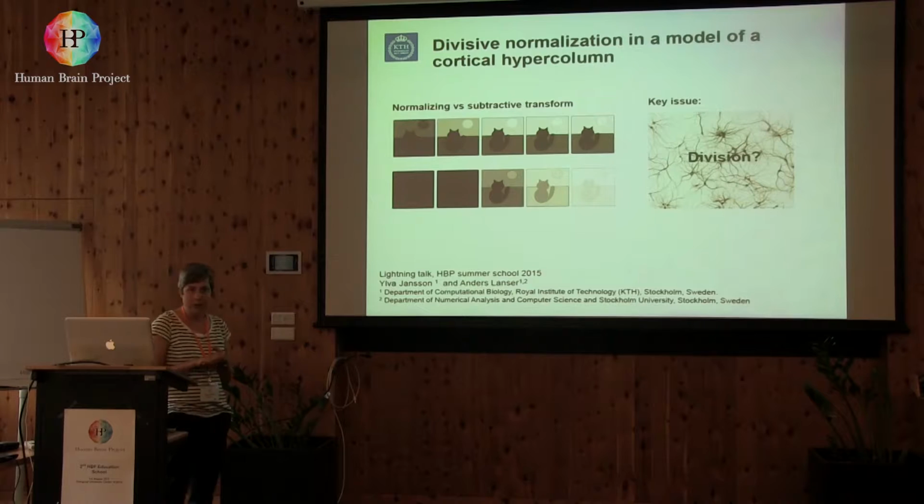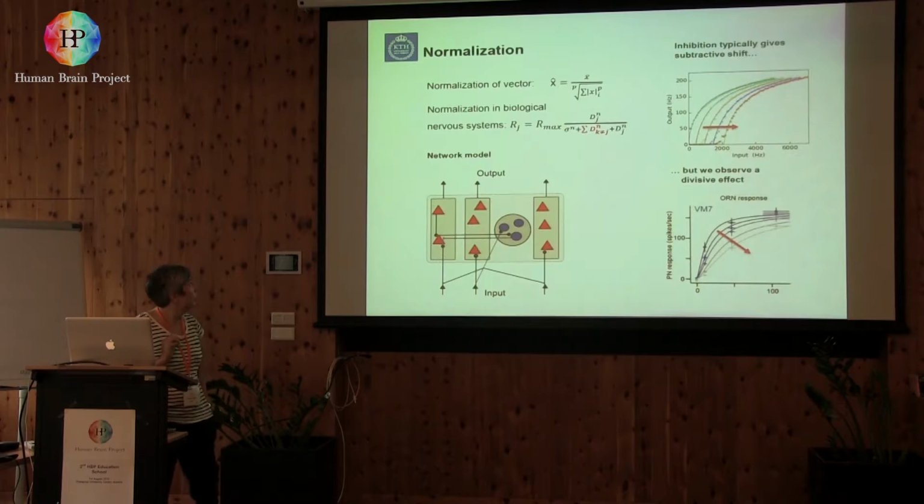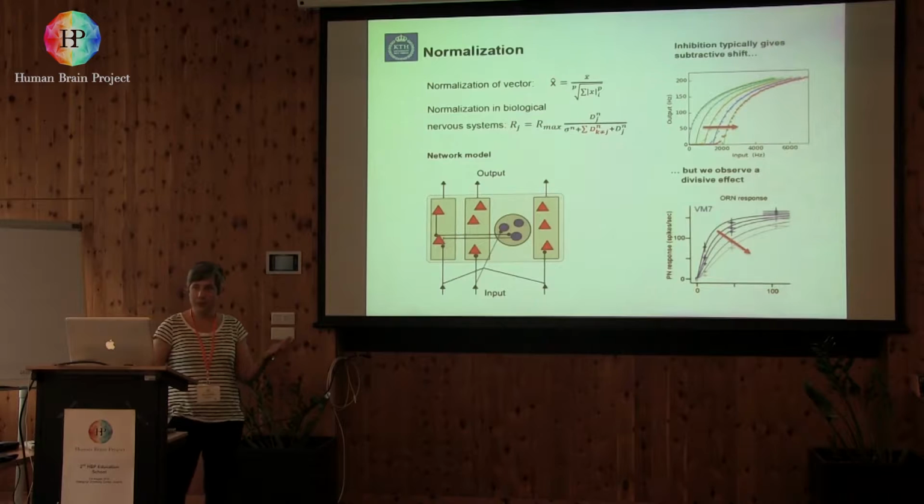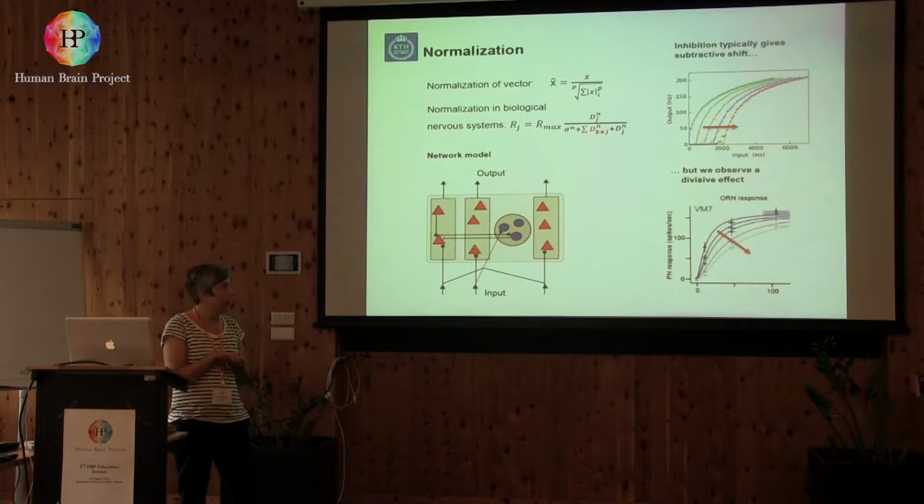Okay, so you all know normalization of a vector. You divide each vector entry with the common denominator, and the point about this is that you can keep the relationship between the different entries, but you can still have a vector of constant length, so you can decrease the magnitude of the vector. And we see this computation also in neural systems.